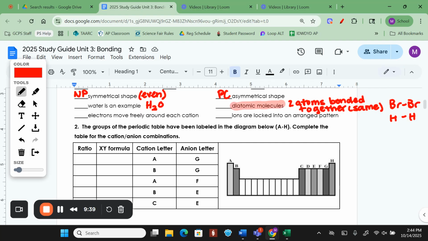Last two examples. So electrons move freely around each cation. The phrase here is electrons move freely. That's going to be very indicative of a metallic bond, M.